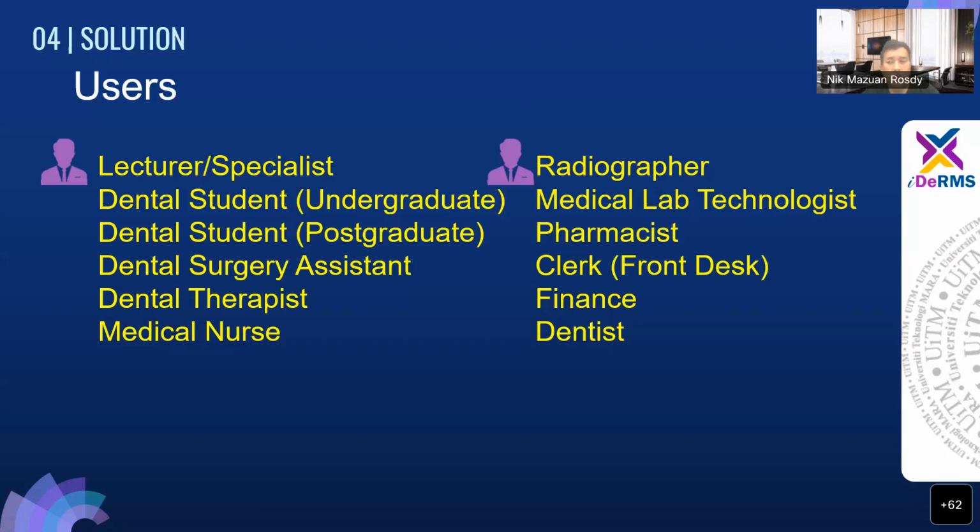For students, you have limited access. So you only access the records of patients who are assigned to you. If we do not assign a patient to you, you will not be able to see the patient. Only lecturers and dental officers can see all patients' records, but not dental student undergraduate and postgraduate students. So when a patient is assigned to you, you will be able to view their records online through ITEMS.